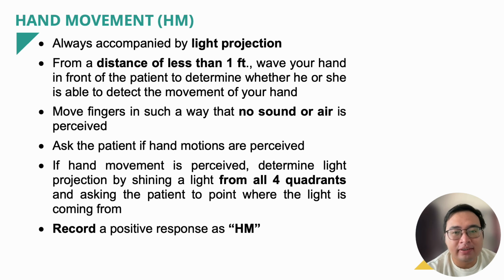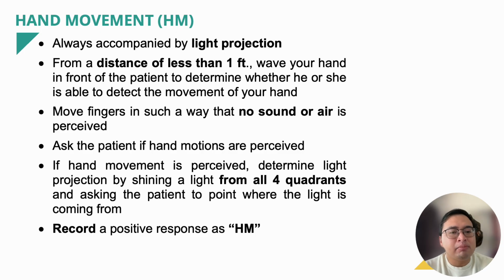Next is hand movement and light projection. Take note, hand movement is always done together with light projection. Okay, so how do we do hand movement? At a distance of less than 1 foot, wave your hand in front of the patient. So tanungin mo lang, nakikita niyo po ba yung kamay ko? Ginagalaw ko po ba yung kamay ko? And make sure that you move your fingers in a way that no sound or air is perceived. Because you want to test vision.